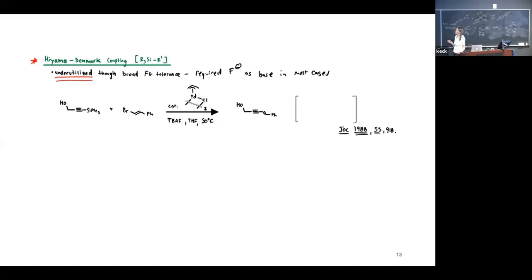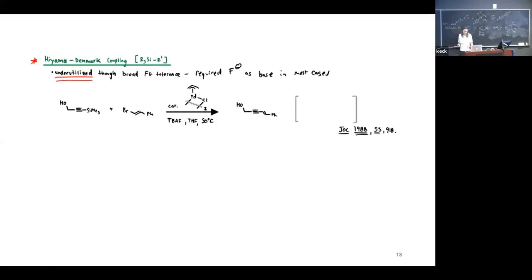It does require fluoride addition. Maybe strictly speaking, it's a Hiyama coupling if it's using fluoride as a promoter, and a Hiyama-Denmark if you avoid using fluoride. Typically, people will say that you need fluoride for the silicon to transmetalate, but there are studies.